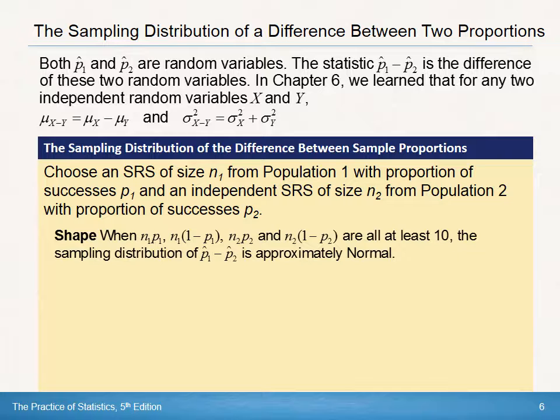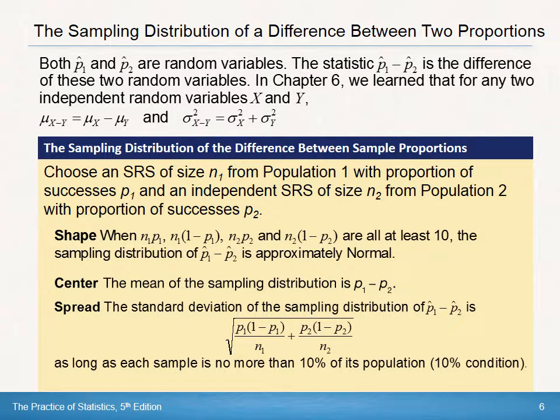differences is approximately normal. The center, the mean of the sampling distribution, is taking the proportions and subtracting them. And the spread, or the standard deviation of the sampling distribution, we have to take the square root of p times q divided by n plus p times q divided by n for the second population, as long as each sample is no more than 10% of its population. Remember, the 10% condition will also have to be met.